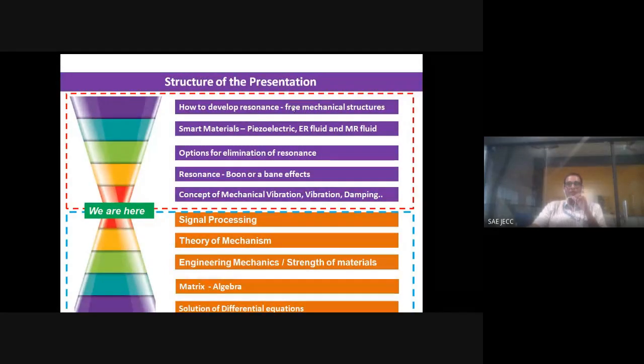develop resonance-free mechanical structures. For that, we will discuss the smart materials, that is something related to the piezoelectric material, electro-rheological fluids, MR rheological fluids. Then the options, how to eliminate resonance. Then the resonance, whether it is advantage or disadvantage, boon or bane effects of the resonance.